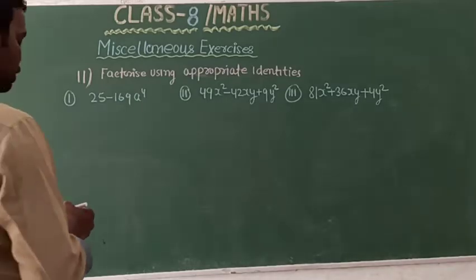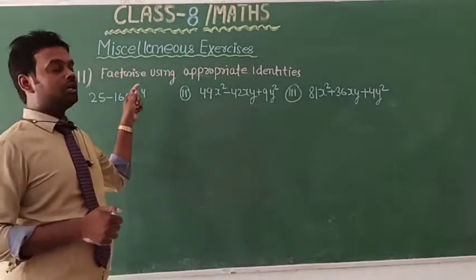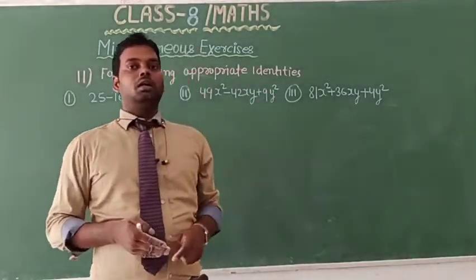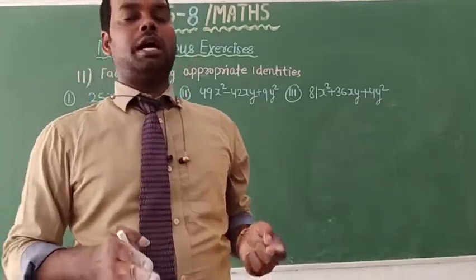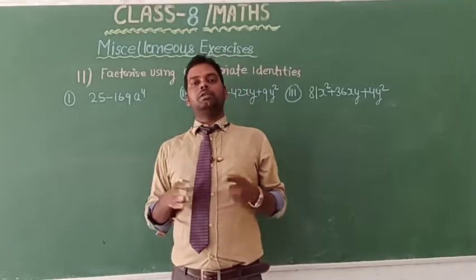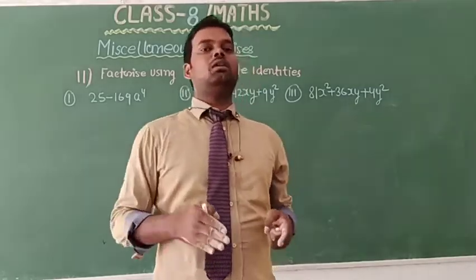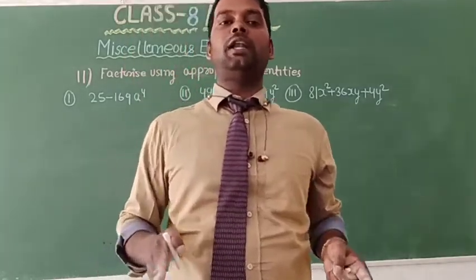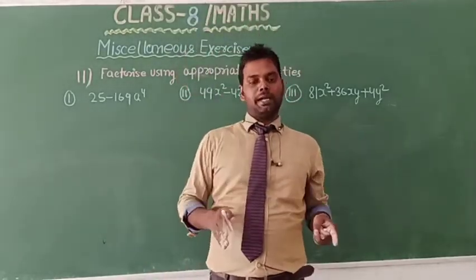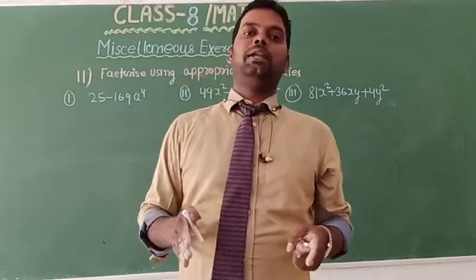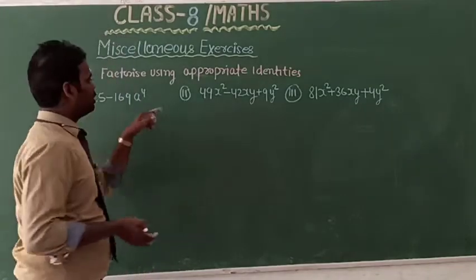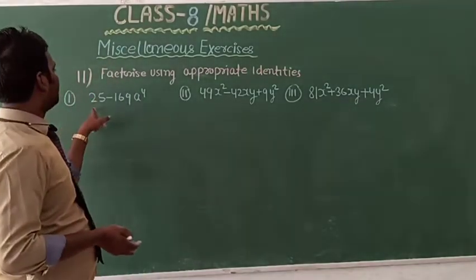Now move to question number 11. This is factorize using appropriate identity. Appropriate identity means by using the identity a plus b whole square equal to a square plus 2ab plus b square, and a minus b whole square equal to a square minus 2ab plus b square, and the other a square minus b square equal to in one bracket a plus b and the other bracket a minus b. Okay, so by using these three identities we have to factorize all three parts of question number 11.